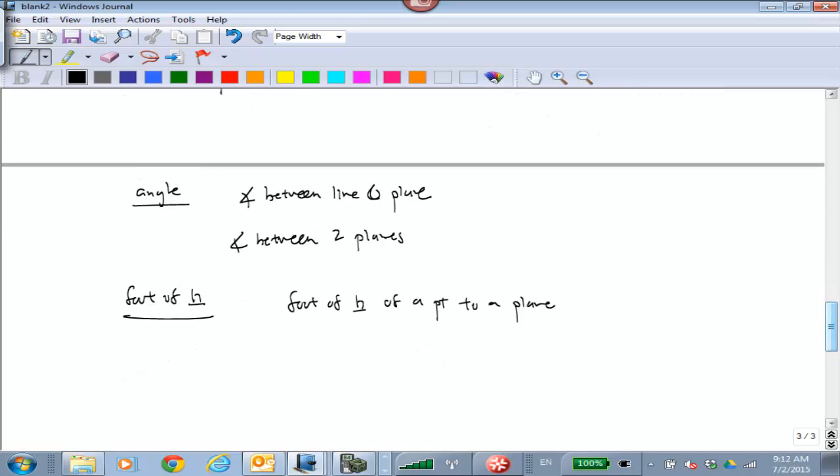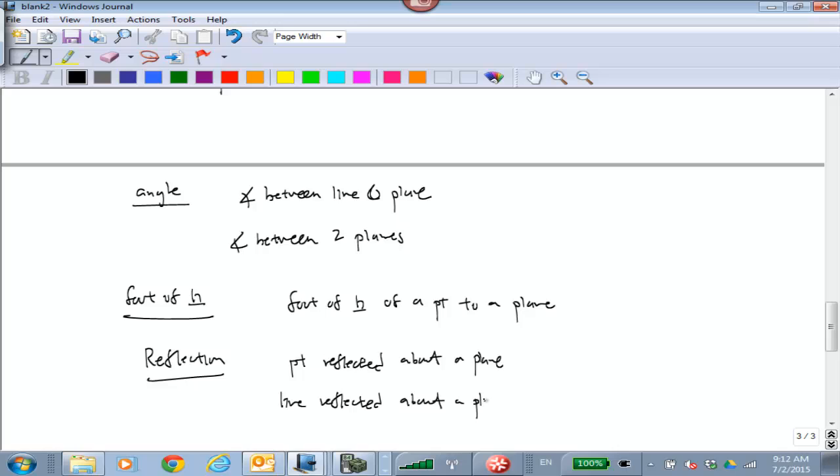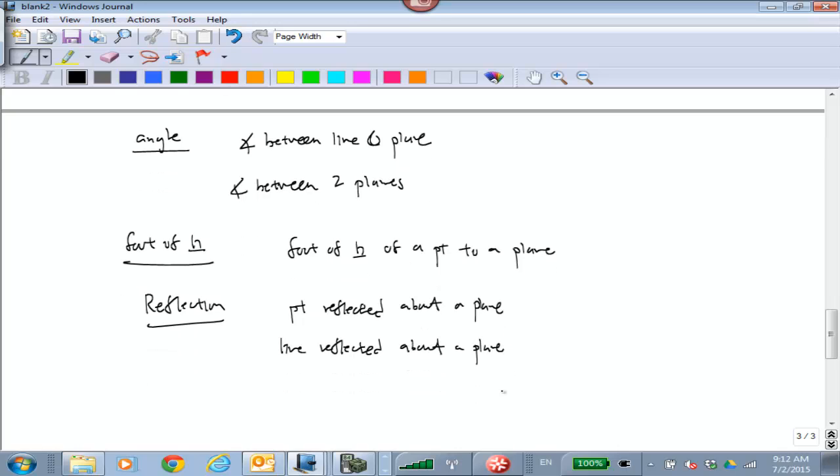Then of course there are questions like reflection type of questions, whereby you can talk about a point reflected about a plane. This one appeared in A levels before. Line reflected about a plane. This one also appeared in A level before. One more, I think it hasn't appeared in A level yet, but some colleges have given this type of question to their students. Plane reflected about a plane.